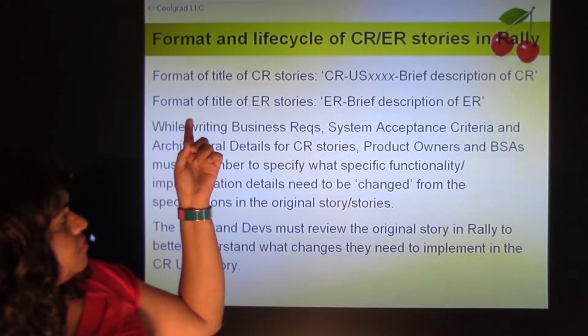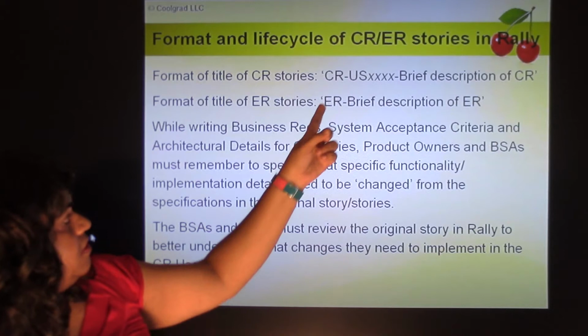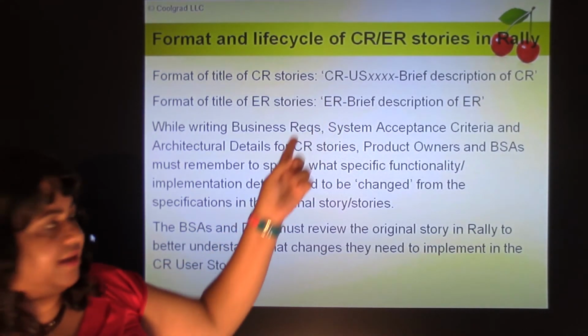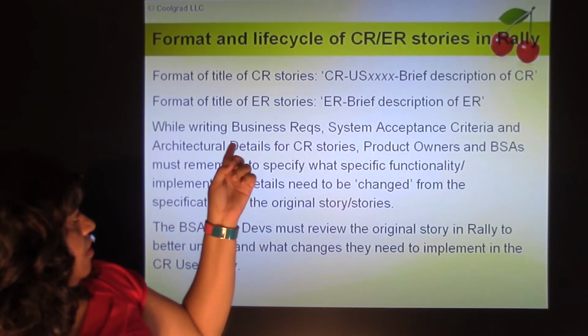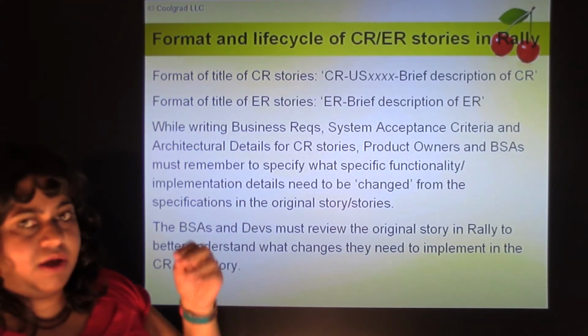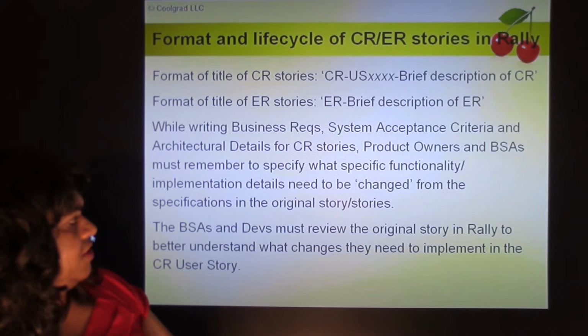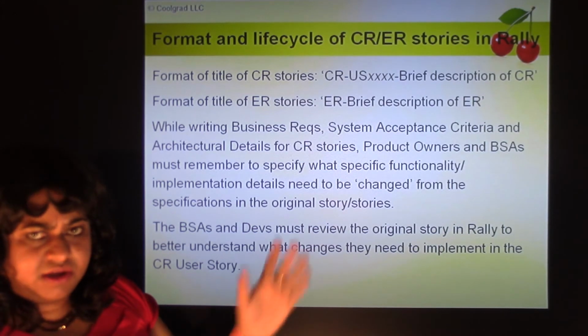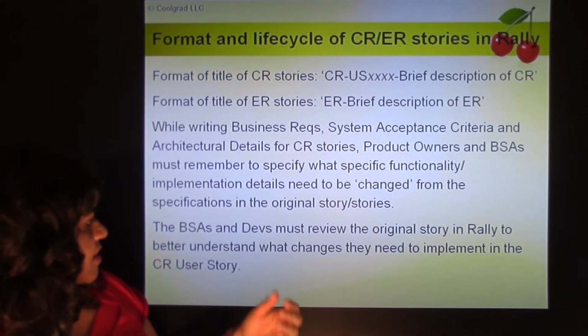So we already talked about the title of these user stories. We say CR or ER in the title, and then we write the business requirements, system acceptance criteria, architectural details, product owners. We say who's the product owner in charge, who's the business analyst in charge, who's the developer in charge, who's the tester in charge, and it goes through this entire life cycle.